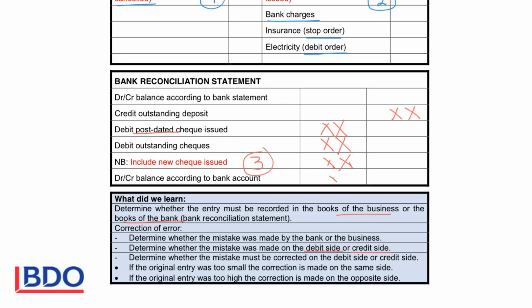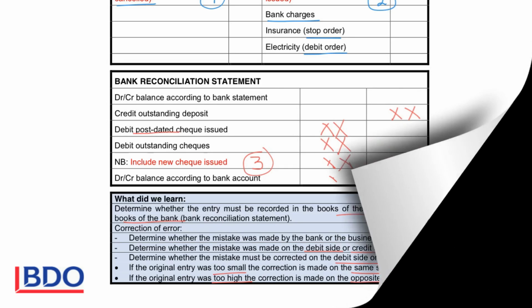Determine whether the mistake must be corrected on the debit side or whether the mistake must be corrected on the credit side. If the original entry was too small, the correction will be made on the same side. If the original entry was too high, it will be made on the opposite side to correct this mistake.